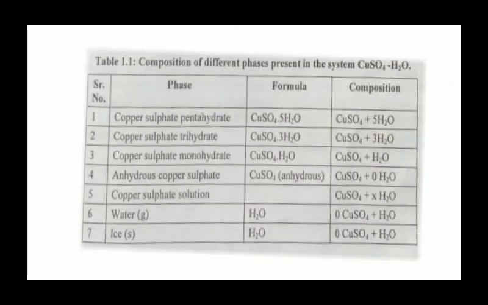See here, copper sulfate pentahydrate composition is 5 water molecules and copper sulfate. Copper sulfate trihydrate has 3 water molecules and copper sulfate. In this way, you can say that they have different phases.